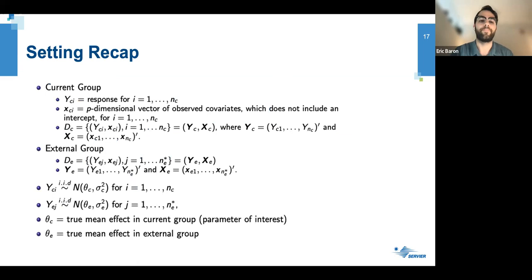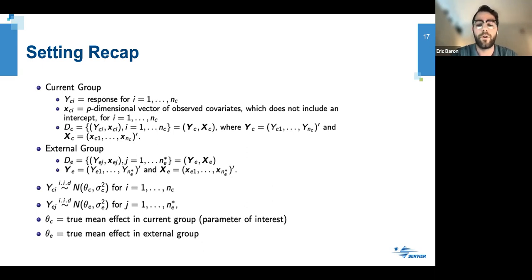Yeah, thank you, Jian. Just a quick setting recap. As Jian mentioned, we have a current group and an external group. For notation purposes, we assume as follows. We have responses for NC individuals and a vector of covariates, which doesn't include an intercept, for the NC individuals. Similarly, we denote DC as the data source that encompasses both the responses and the vector of covariates for each observation. We define this similarly for the external group. As far as notation goes, the only difference is E for external and C for our current group.